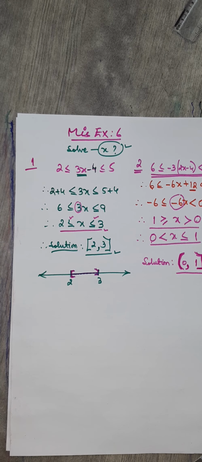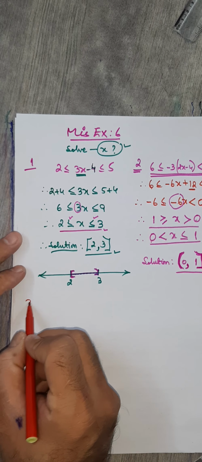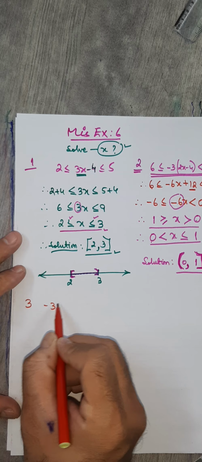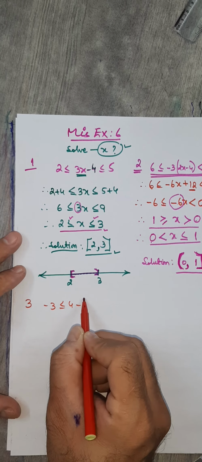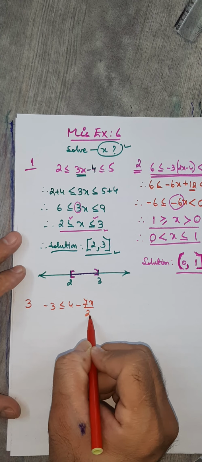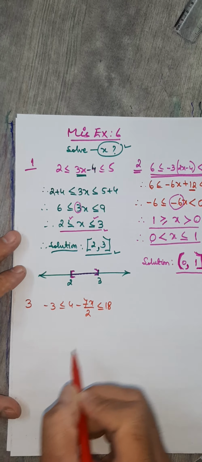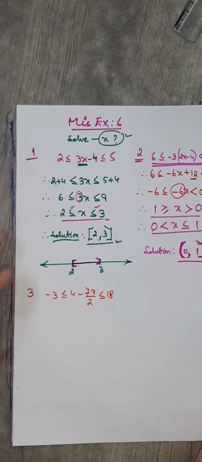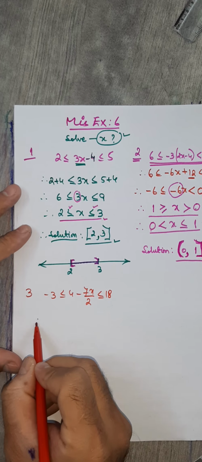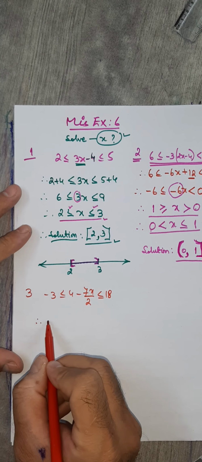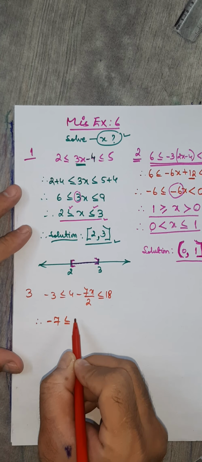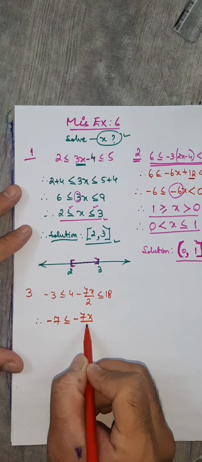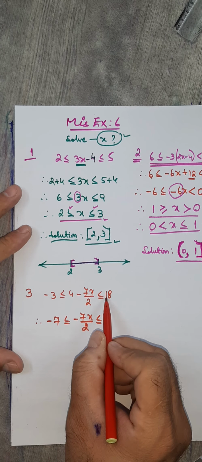Okay. Question number 3, let's do that. Minus 3 less than or equal to 4 minus 7x by 2 less than or equal to 18. We want x alone in the middle term, remember. So you don't want 4 first. So eliminate 4. So I'll subtract 4. Subtracting 4. Minus 3 minus 4 is minus 7. Minus 7x by 2. I'm subtracting 4.